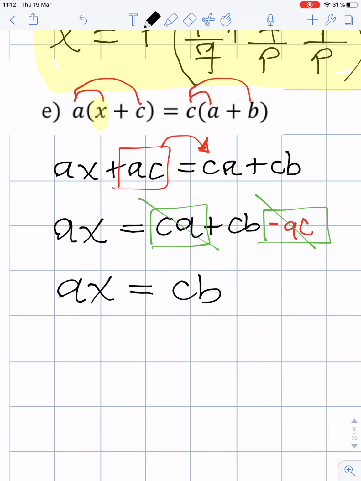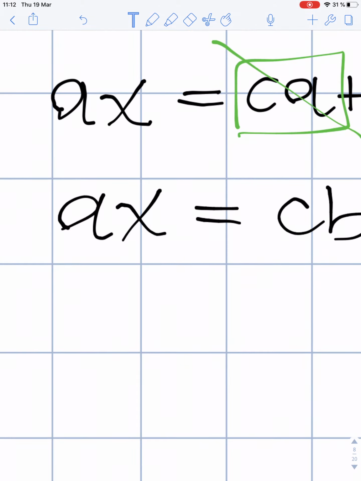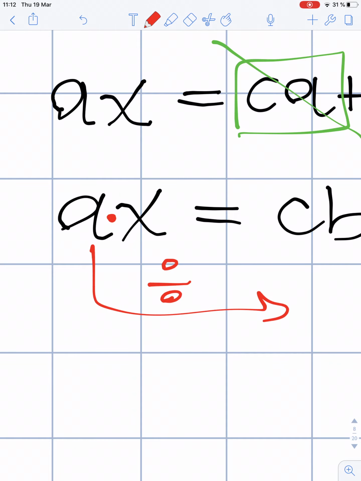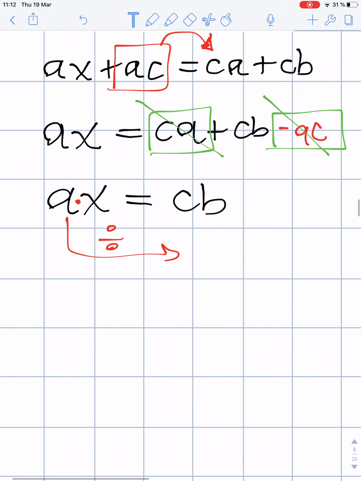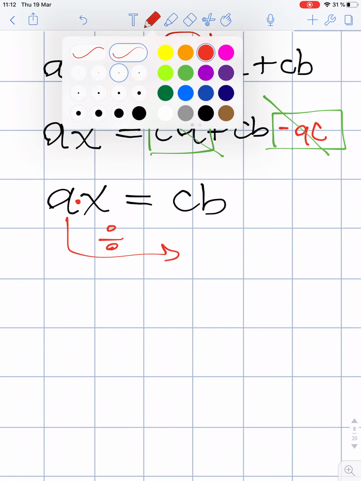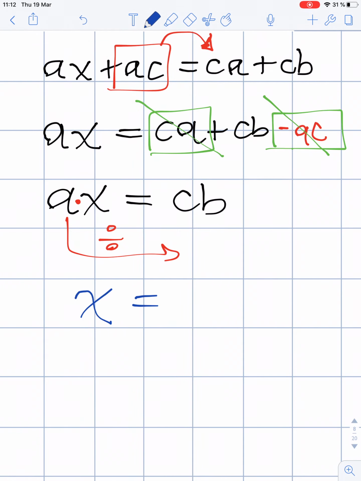And finally, to find the value of x, we need to isolate the a that is multiplying. Therefore, it passes to the other side to divide. And finally, the expression for x is x equals cb over a. And we have already isolated the variable x.